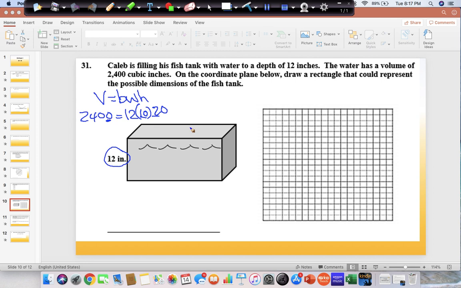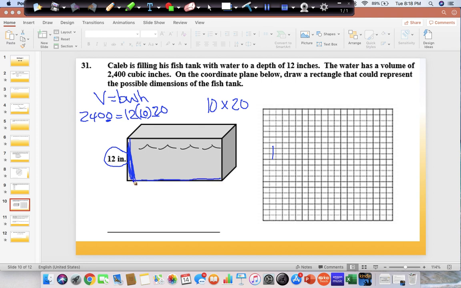You could have picked any other two numbers that multiplied together times 12 to give you 2,400. You do have to make sure that you can put the rectangle in your graph, though. So it couldn't be something crazy like 240, because you don't have 240 squares across to choose from. Okay, but the rectangle it wants us to do is 10 by 20, because we already know that the height of this is 12 inches.